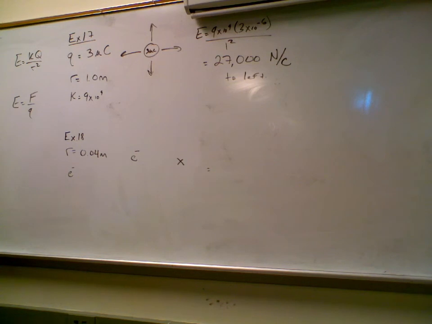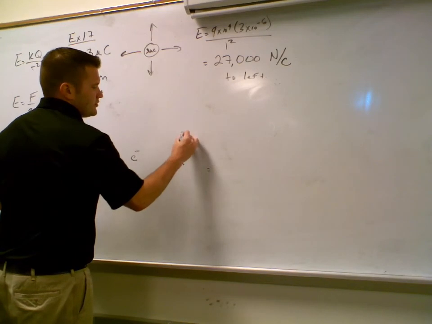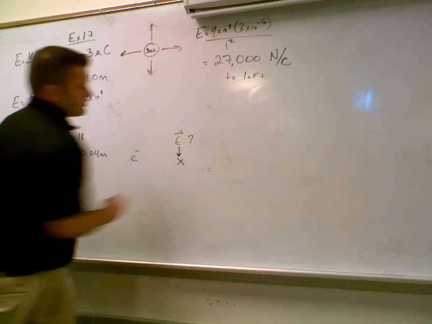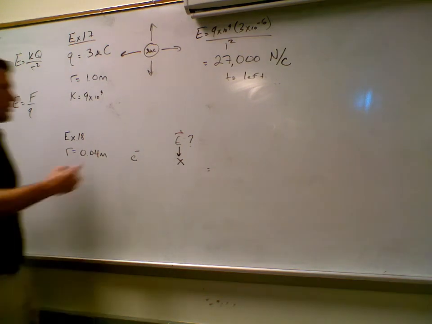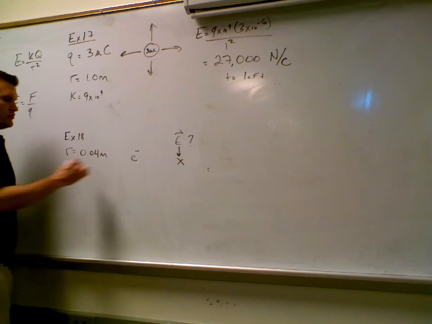The first one. We want to know the electric field created by the charge, right? Same one that we used previously. So we want to know the electric field right there. It's the same equation. Now it's an electron. Which way is it going to point? In or out? Point in.